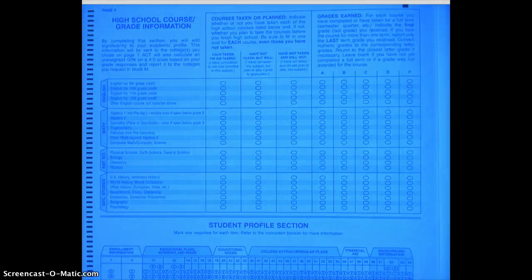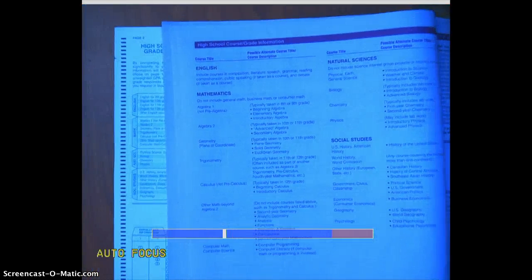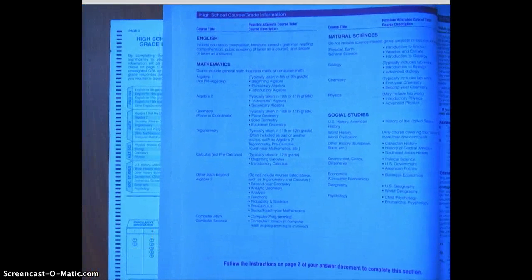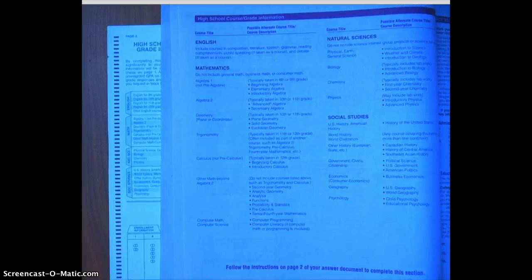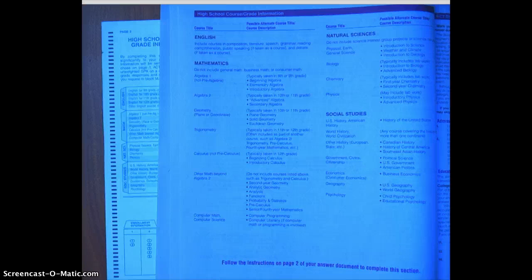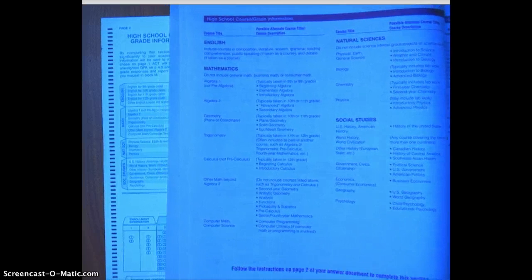The last four sections are pretty self-explanatory. I do want to draw your attention to some of the required information that you're going to be asked to provide. If you'll turn in your booklet to the 6th page, it says high school course and grade information. What that's going to ask you to do is give a brief snapshot of all the courses that you have currently taken or are currently taking right now.